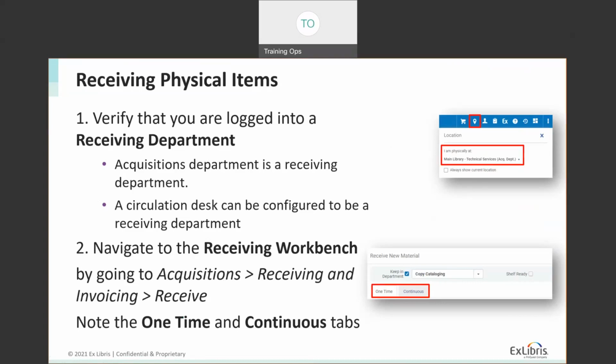Okay. So you're in a receiving department. You go to the receiving workbench, which is under acquisitions, receiving and invoicing, receive. And I want to point out there's a one-time tab and a continuous tab. So the one-time is for our one-time orders. The continuous tab is for our subscriptions.